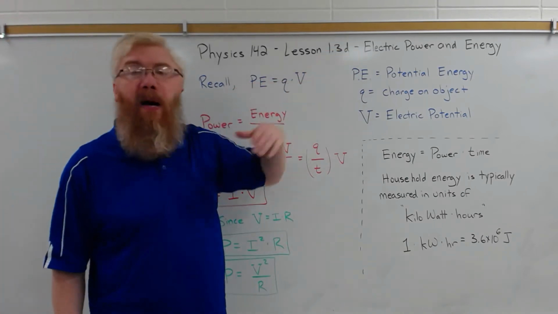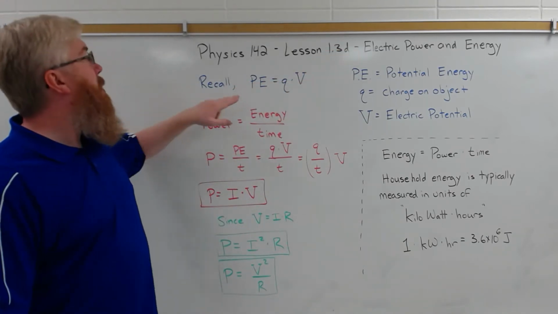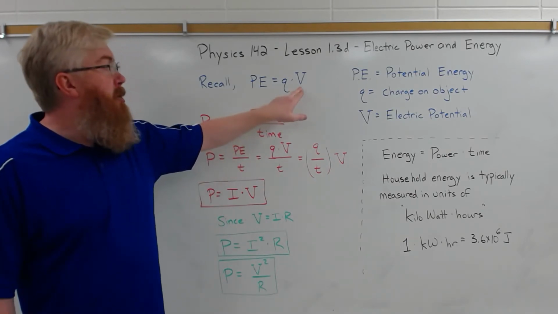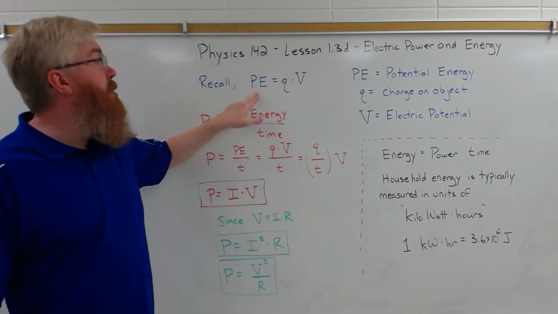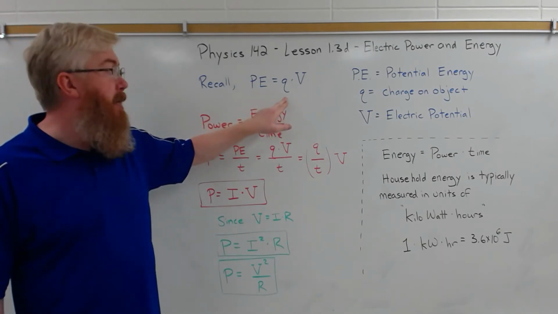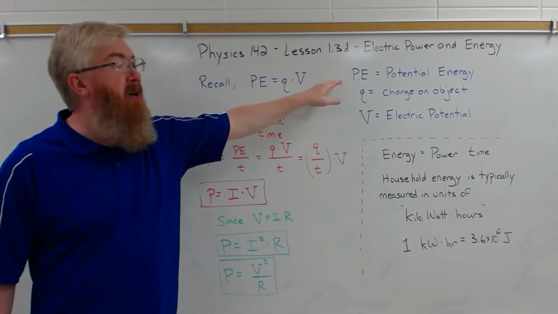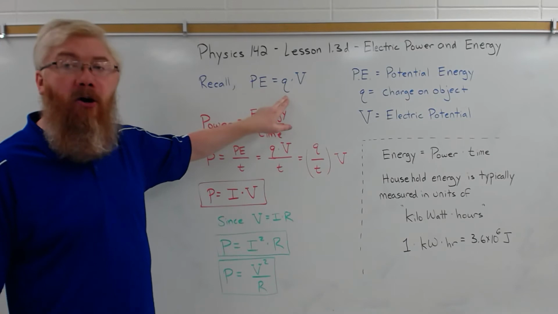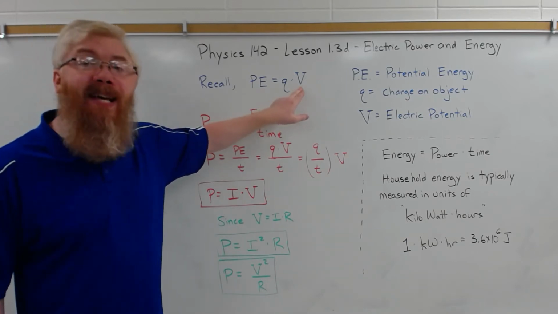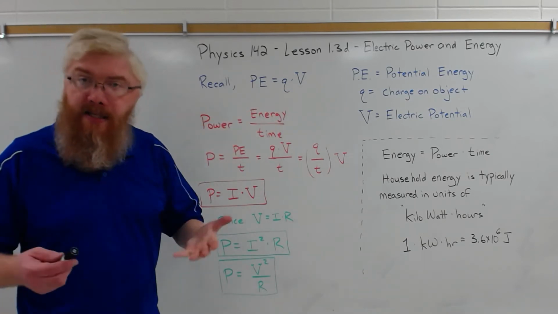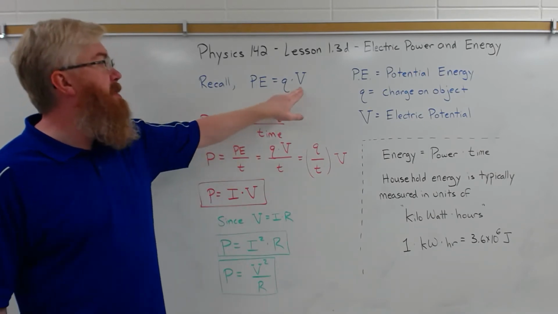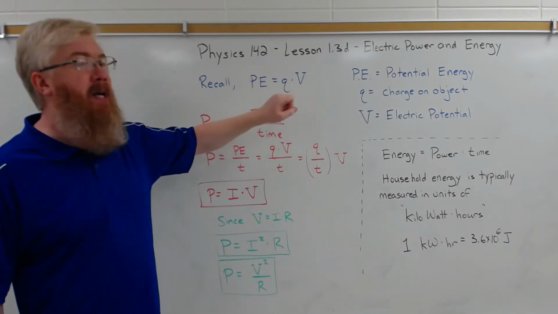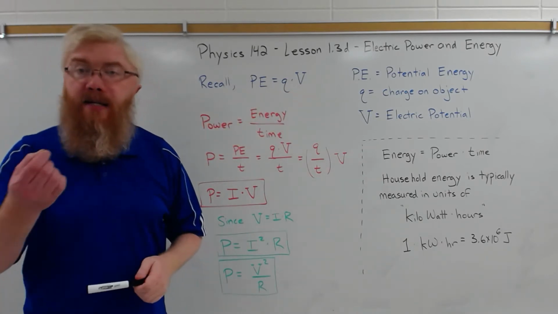Well, let's talk about this power and energy in a circuit. Recall when we talked about electric potential, V, electric potential was defined as the potential energy over the charge on an object. So rearranging that equation to solve for potential energy, the electric potential energy is equal to the charge on an object times the electric potential that that object is currently sitting at. So let's say an electron is sitting at a potential of 10 volts. You can plug in the charge of an electron, plug in 10 volts, and figure out what the potential energy of that electron is.